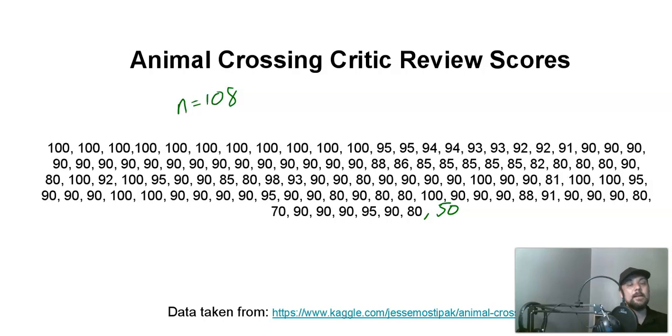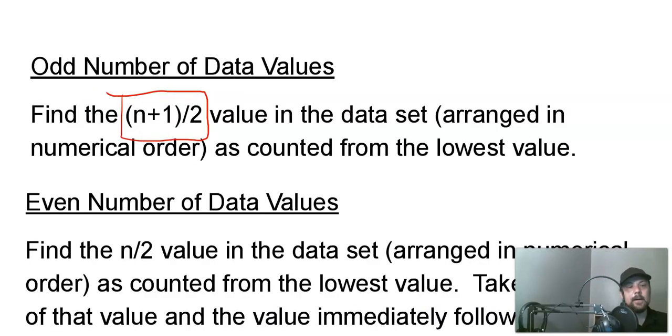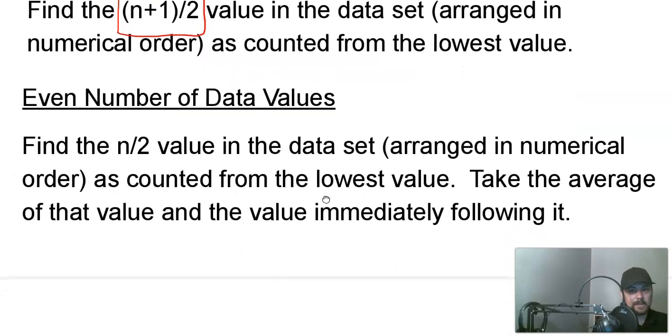How do we find the median if there's an even number of data values? We use this other process that we talked about earlier. Find the n divided by 2 value in the data set. So we take n divided by 2, arrange the data in numerical order, and then count to that particular data value. Take that number and the value immediately following it and average them together. I'm using the word average there; I probably should call it a mean, but you add the two together and divide by 2. And that's how you find the median if there's an even number.